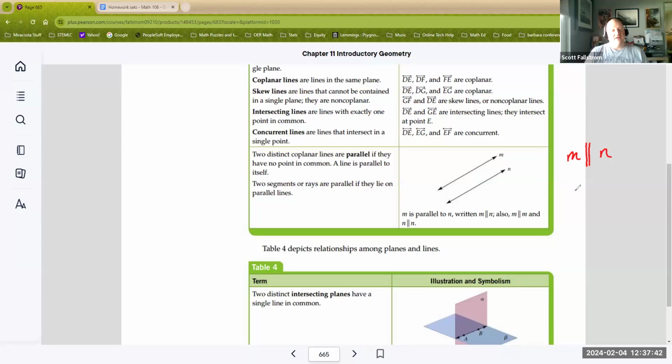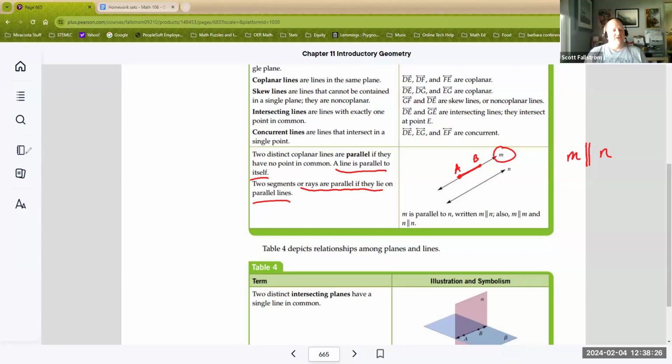Now, the definition also has us define a line to be parallel to itself. So two distinct lines are parallel if they have no point in common, but they're allowing the definition to say a line is actually parallel to itself. They're using the word parallel here to mean same direction. A line definitely moves in the same direction as itself. Two segments or rays are parallel if they lie on parallel lines. So a segment could be parallel to another segment, but we don't look at the segment itself, like AB, as just this little chunk. We consider the entire line, and we look at that.